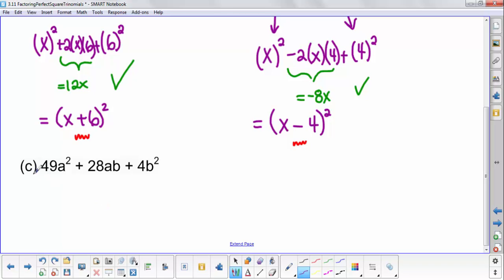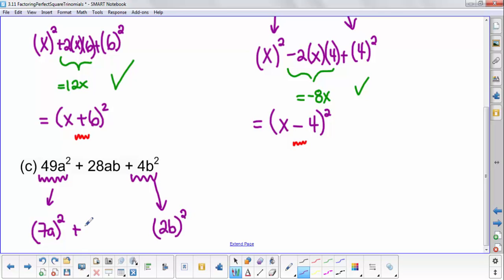Okay, one last example. And this is where the shortcut really does come in handy, because otherwise you're going to be dealing with a very large, complex trinomial. Okay, so let's look at the first term. That happens to be a perfect square. The square root of that would just be 7a. And we look at the last term. That is also a perfect square, the square root of which is just 2b.